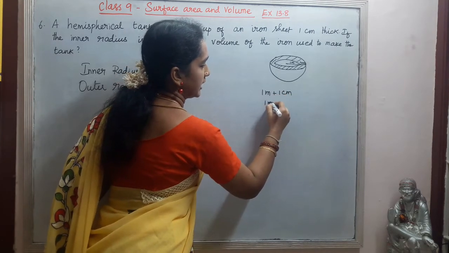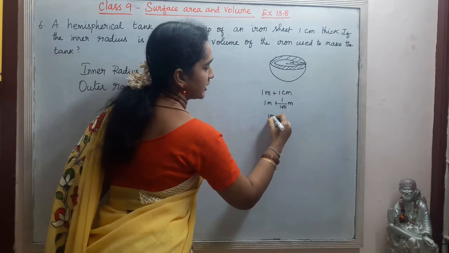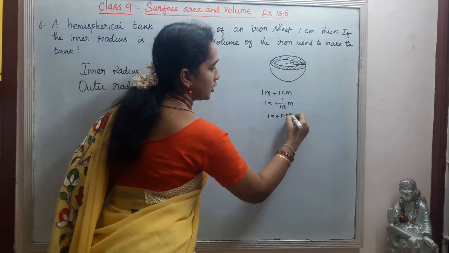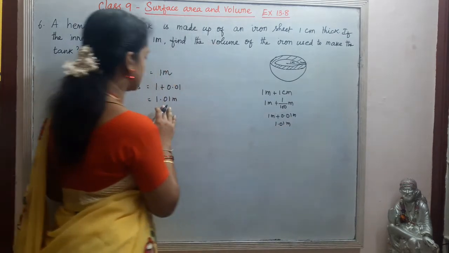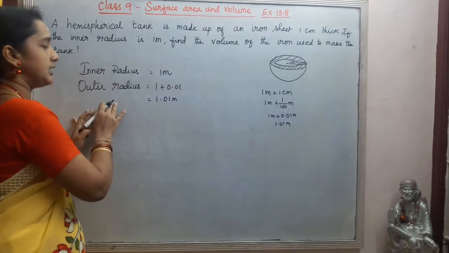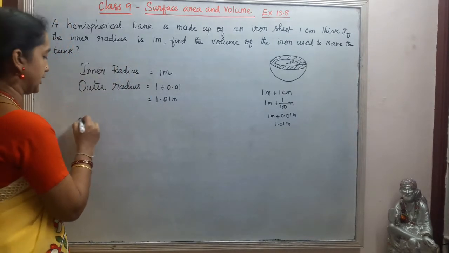So 1 meter we will keep it as it is. 1 centimeter is 1 by 100 meter. So 1 by 100 we have to write it as 0.01 meter. So this is 1.01 meter. That is how we got this. So this is the inner radius and this one is the outer radius. So we are asked to find the volume of the iron used.